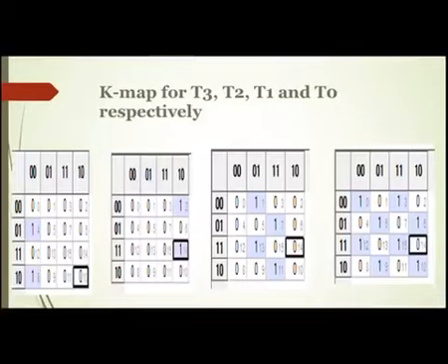These are the K maps for T3, T2, T1 and T0 respectively. This is for T3. As we can see, there are only 2 ones. In the T2 K map there are 2 ones. In the T1 K map there are 4 ones, and in the T0 K map there are 8 ones.